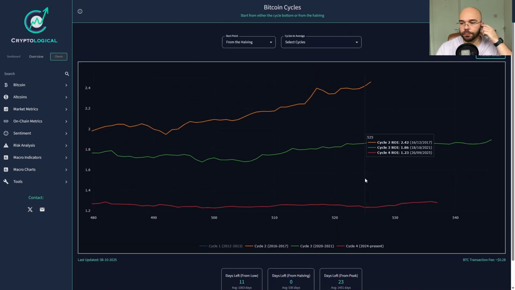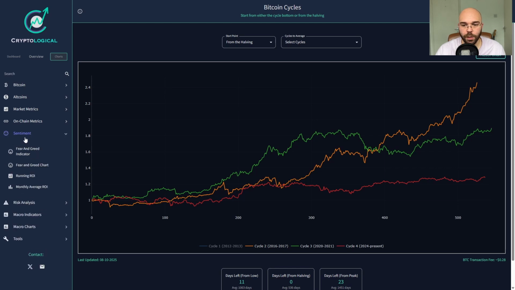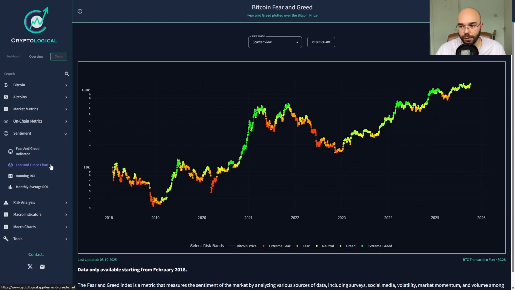So if it's telling us that the end of the cycle is coming up, which these indicators are, what does the end of the cycle generally look like? What's it look like these past 2 times, or the past 3 times, depending on how far we want to go back? Let's have a look at some other ways we can try and tell when the market top is in. If we look at the sentiment, go over to the fear and greed chart.